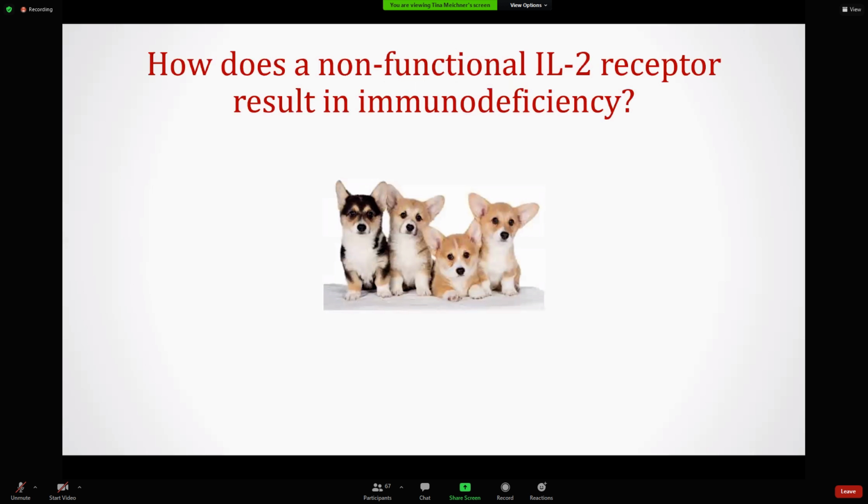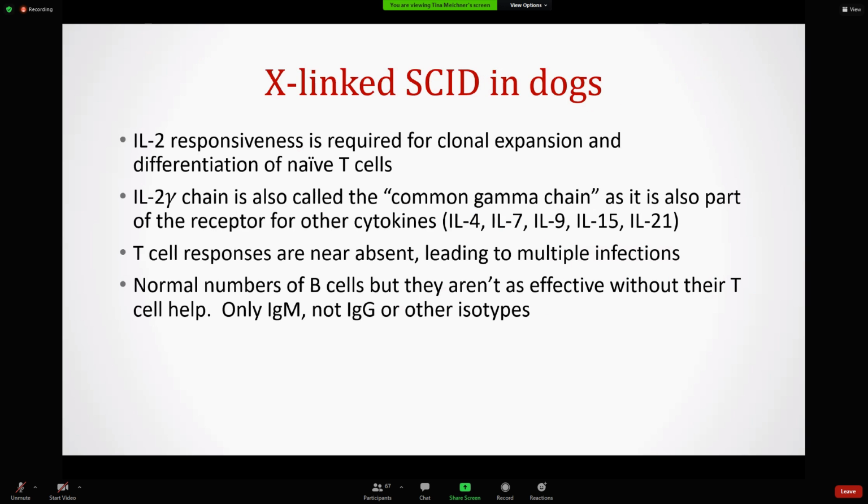So what do you think, how does a non-functional IL-2 receptor result in immunodeficiency? And one was already mentioned when we talked about what they did with the puppy to diagnose the disease. What do we need IL-2 for again? Yes, activation of T cells. And then also expansion, clonal expansion of T cells. So that definitely would not work.